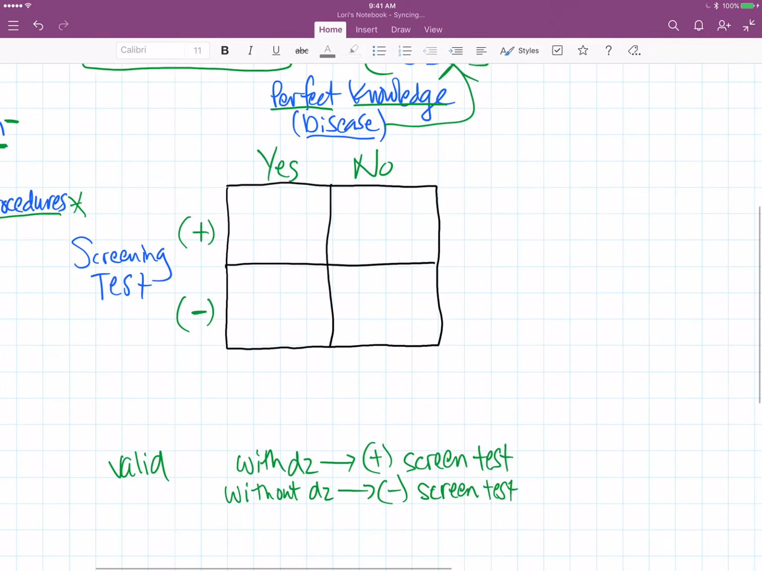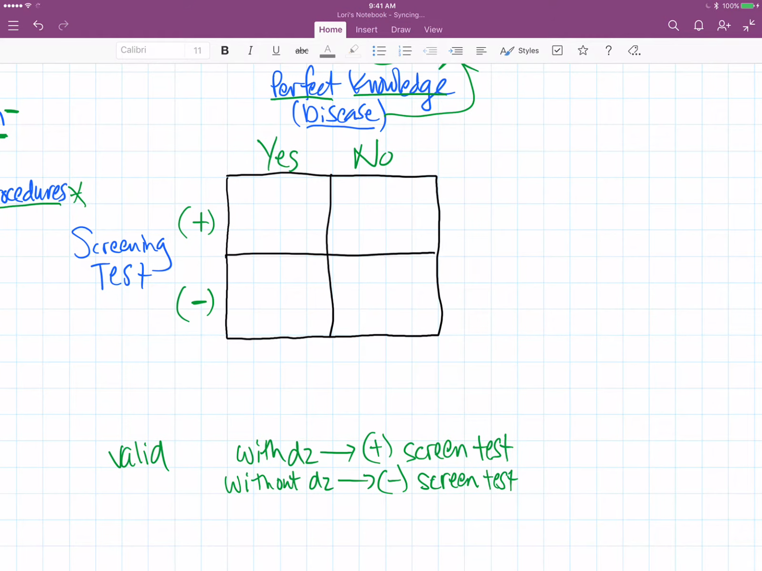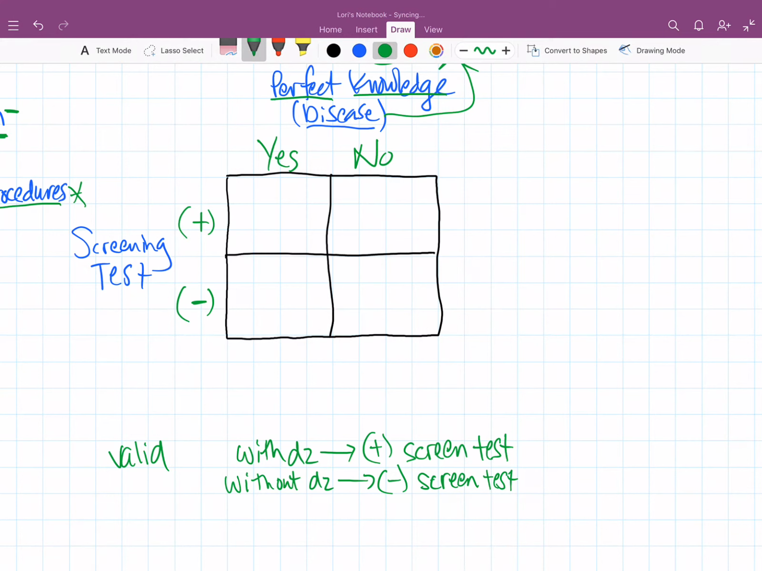So I'm going to have to get rid of a little bit of our top part here because I need some space underneath. But it seems obvious that the person with disease should have a positive screening test and the person without disease should have a negative screening test, but that's not always the case. So let's look at a case where it is. Let's say we have perfect knowledge, and we're going to just say that we have 100 people with disease, and so here's our yes disease, and this is the marginal total down here, and we have 100 people without disease, and so these are the no's.